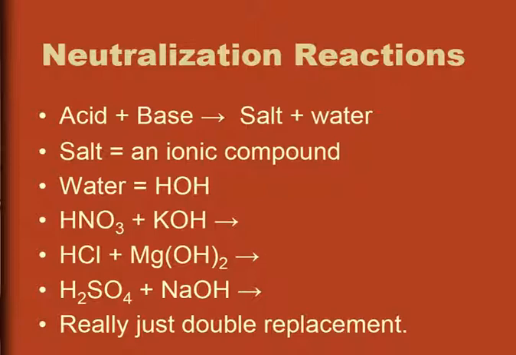Next, we need to know this formula for a neutralization reaction. Neutralization means you add an acid and a base, and you get a salt and water. And we mentioned before that salt is just an ionic compound, and water in this case may be written as HOH. So let's just go through a few examples of how you write a neutralization reaction. So HNO3 plus KOH, what's going to happen is it's just a basic double replacement reaction.